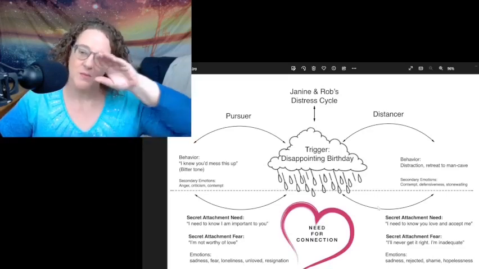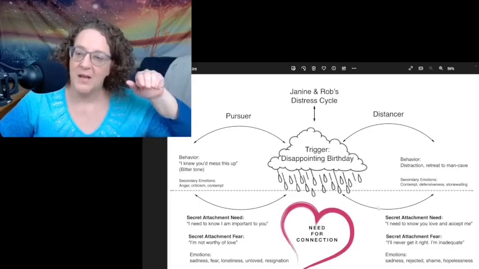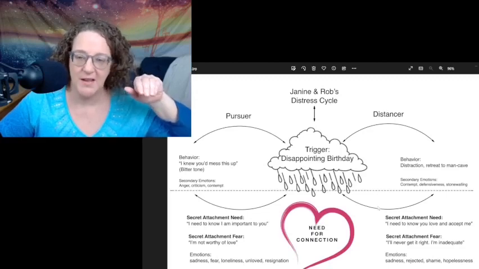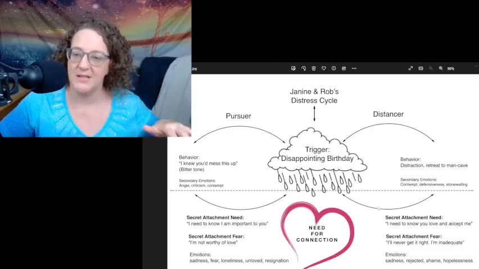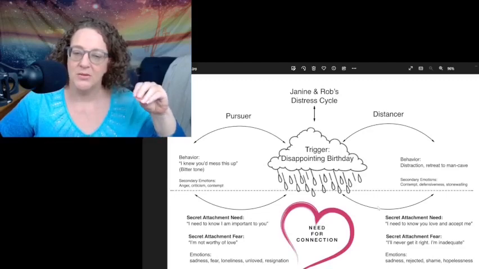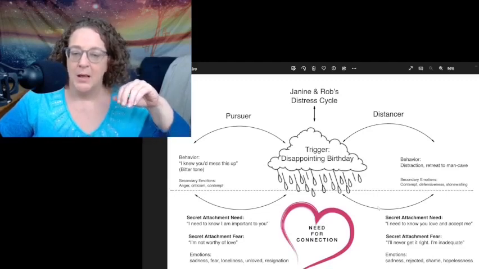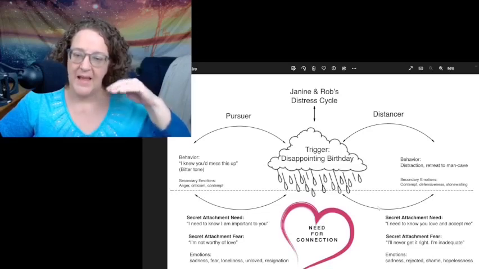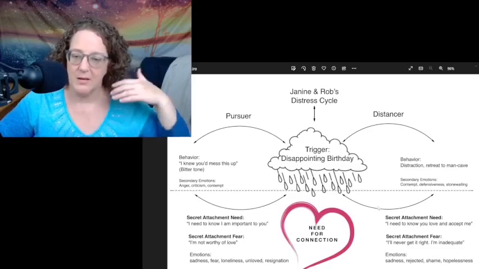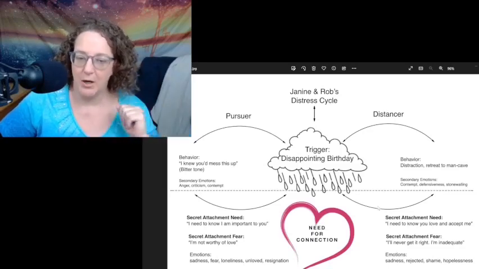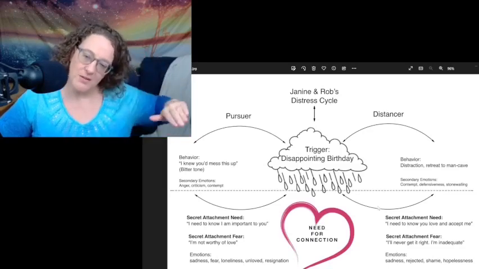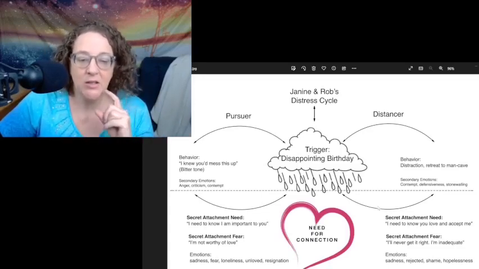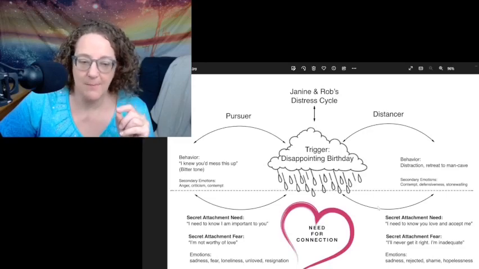But, so we have this pursuer behavior. I knew you'd mess this up. Again, it doesn't matter where we enter. That's just where I chose to enter. I could throw a dart, enter anywhere, and we would have the same conversation. Secondary emotions showing by this pursuer of anger, criticism, and contempt. That's all visible to the other partner. And the behavior is visible to the other partner. I knew you'd mess this up. Bitter. Okay? And that hits down below the surface on the other side. And that's hitting in, I need to know that you love and accept me.